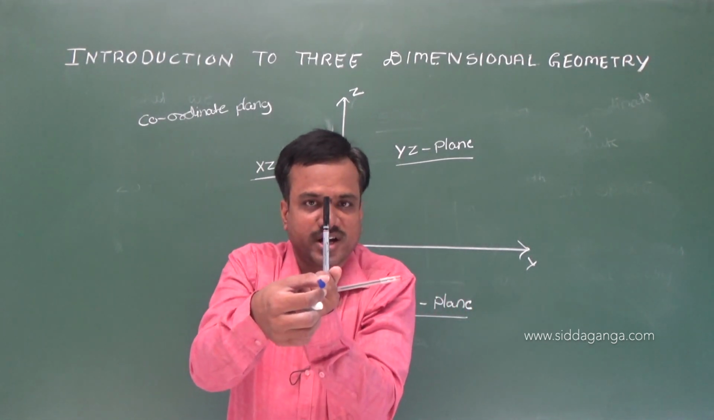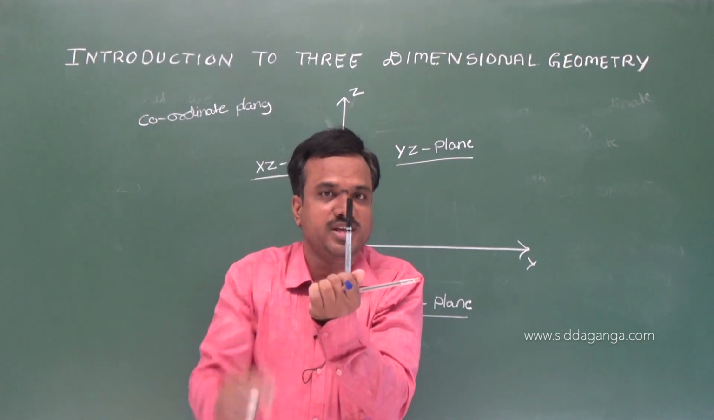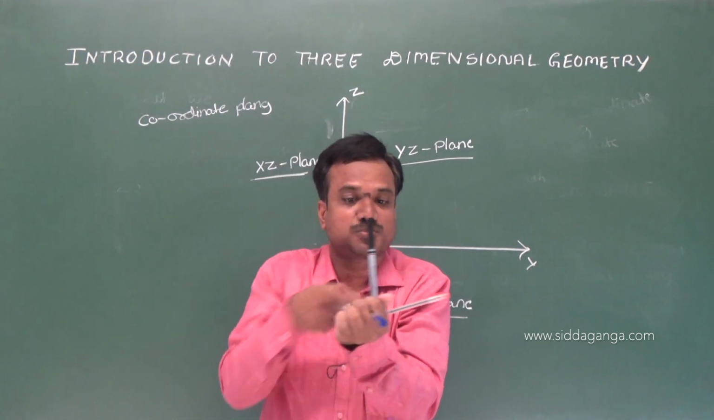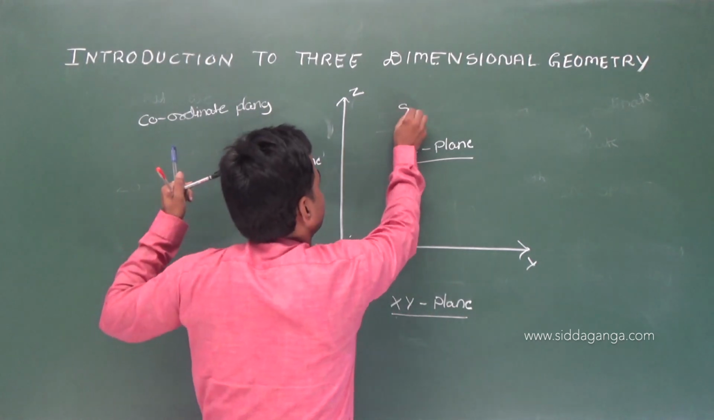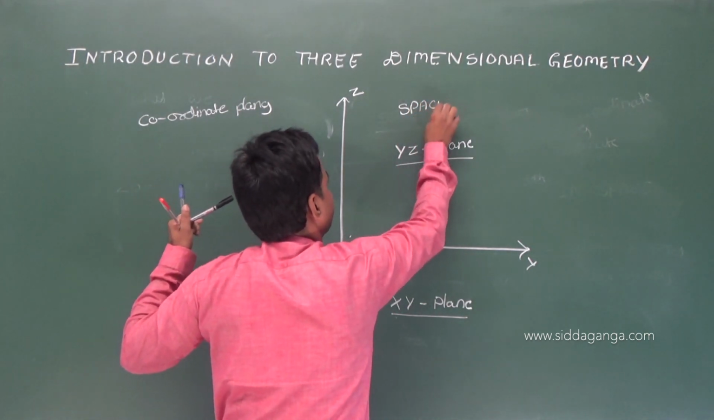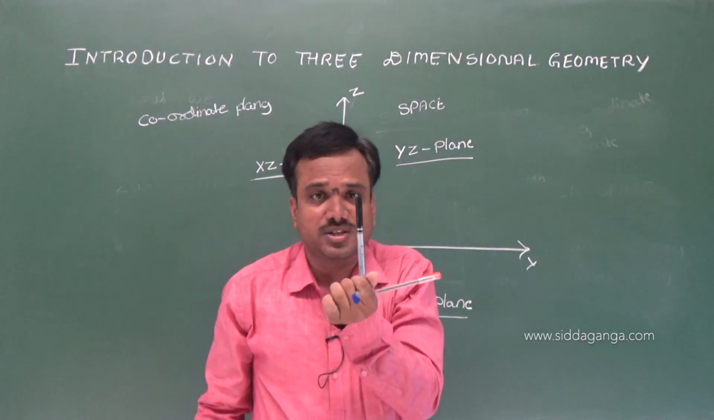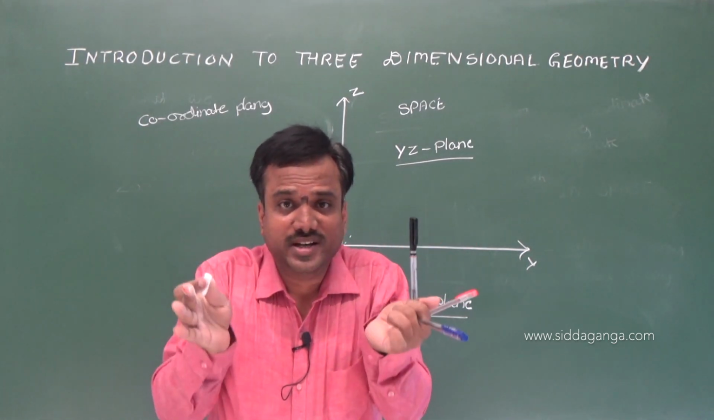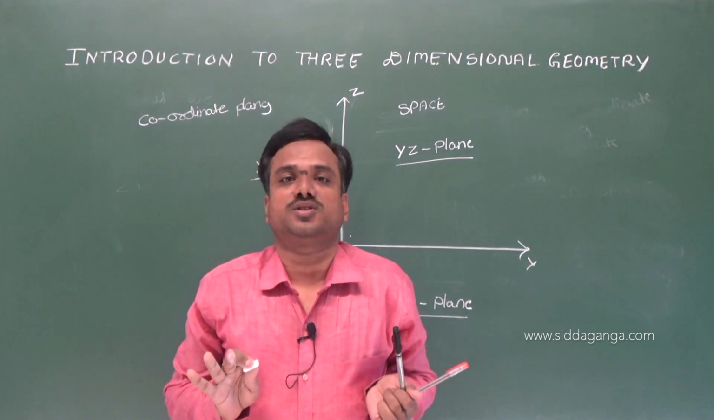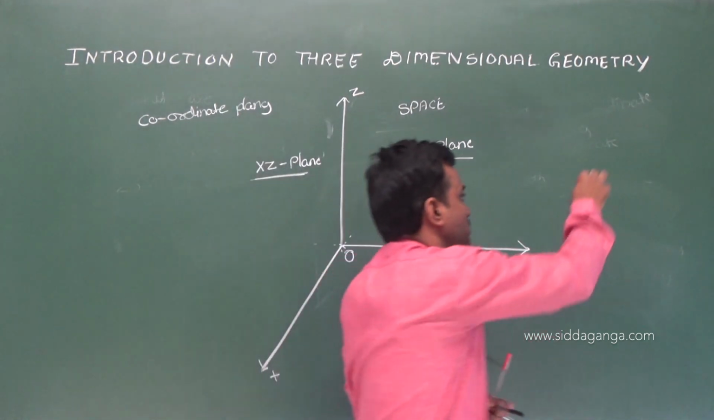One more very important point. These three coordinate planes divide the complete space into 8 equal parts. See what we see in two-dimensional geometry.